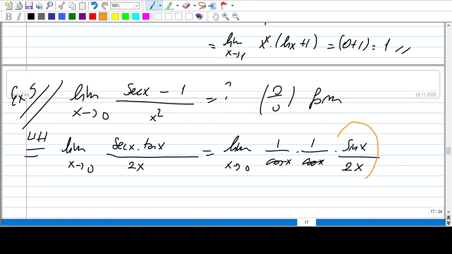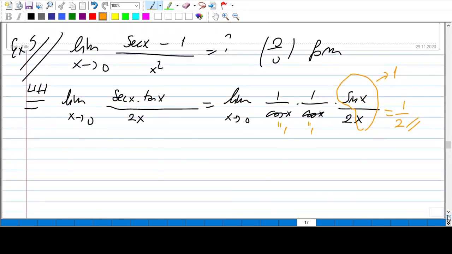This makes sense for us. This is 1, limit x to 0. This is 1. So we have 1 over 2. Cosine x is, this is 1, again 1. So the result will be 1 times 1 times 1 over 2. So it is 1 over 2. Or you can apply the L'Hopital rule again in the previous stage.